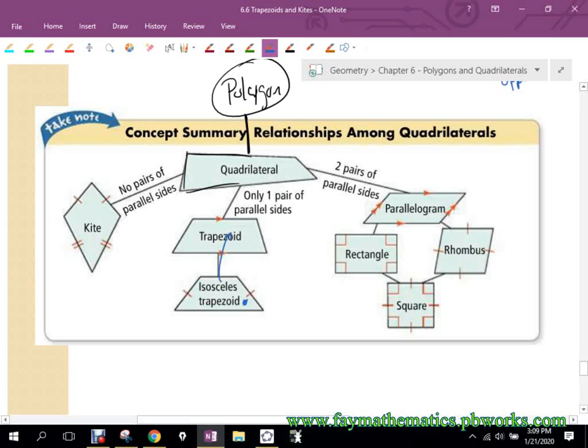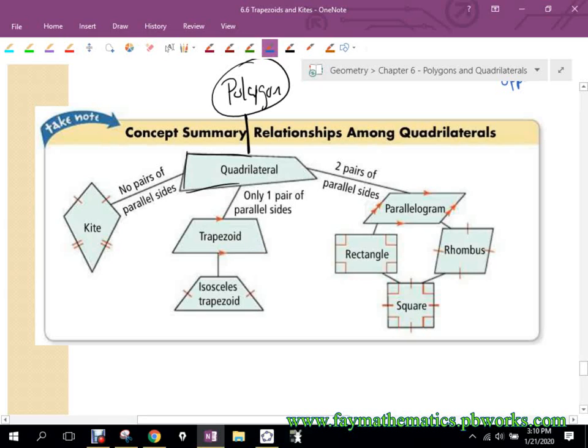Does that make sense? So the answer is yes, an isosceles trapezoid is a trapezoid. Now let me phrase it this way. Let's reverse it. Is a trapezoid, so you're putting yourself here, an isosceles trapezoid? Can I, by moving upward in this flow chart, get myself to the isosceles trapezoid category? No, right? So a trapezoid is not an isosceles trapezoid.